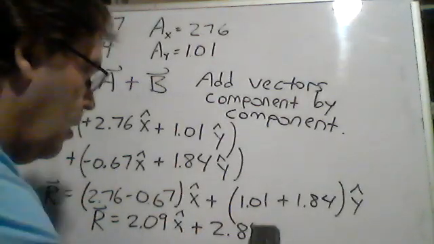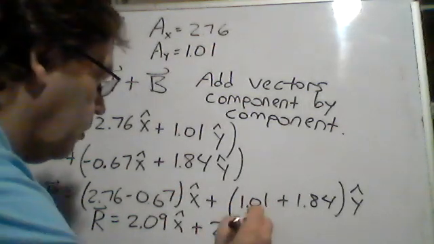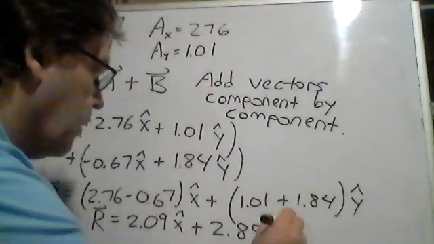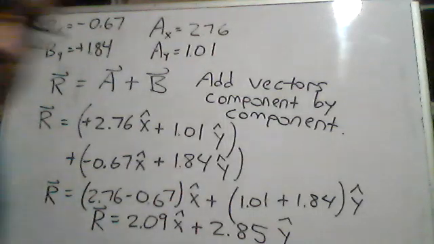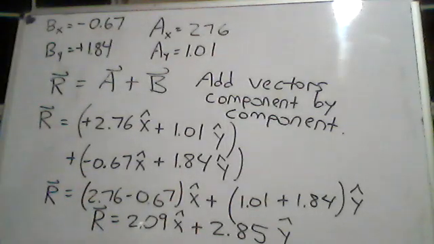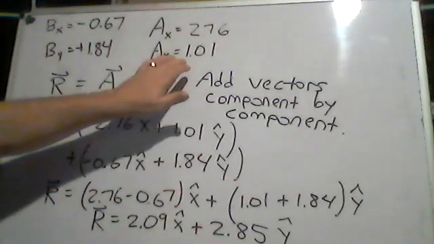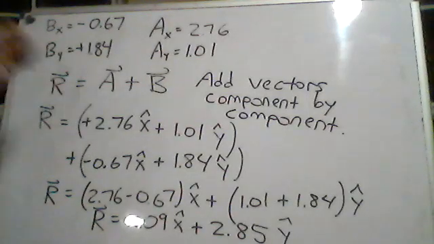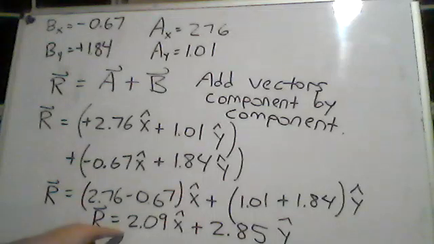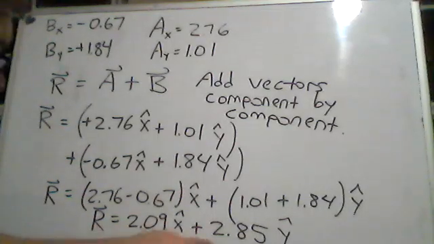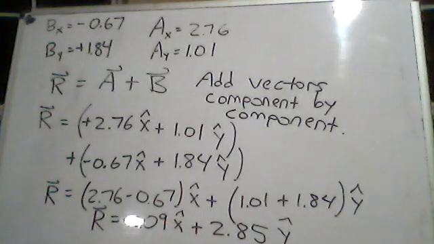Oops. 2.85 y hat. That's a brand new vector. Now, interestingly enough, we have to ask ourselves the question, where does this new vector live? Well, I have one vector that is first quadrant, added to another vector in the second quadrant, and it turns out that the resultant vector, let's see, where does it live? Well, it has a positive x and a positive y, and that puts it in the first quadrant.